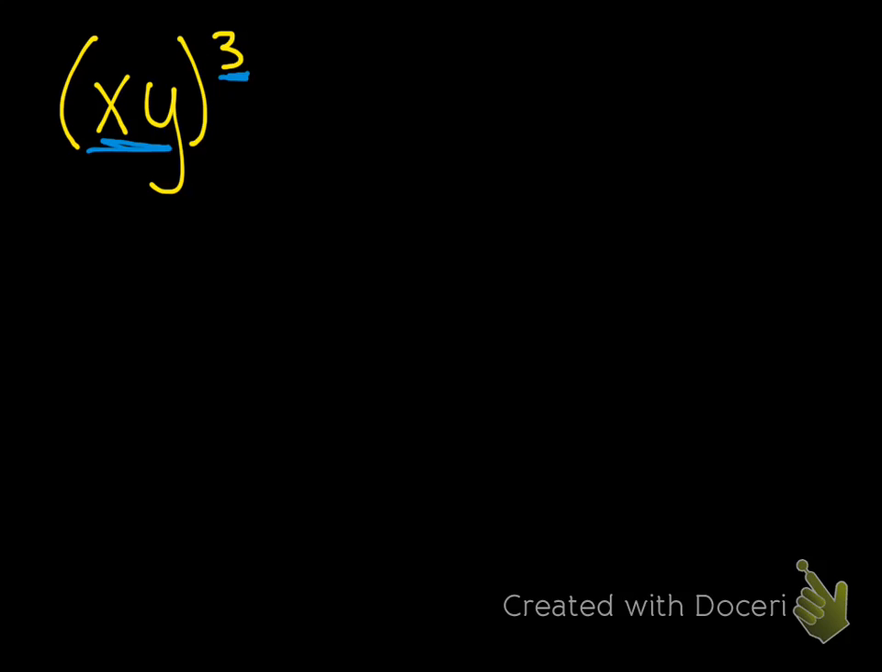So it's kind of like the distributive property, except we're not multiplying, we're just adding the exponent. So what that means is this is equal to x to the third power and y to the third power. You cube everything in there. So I cubed x and I cubed y. Okay, it's as simple as that.